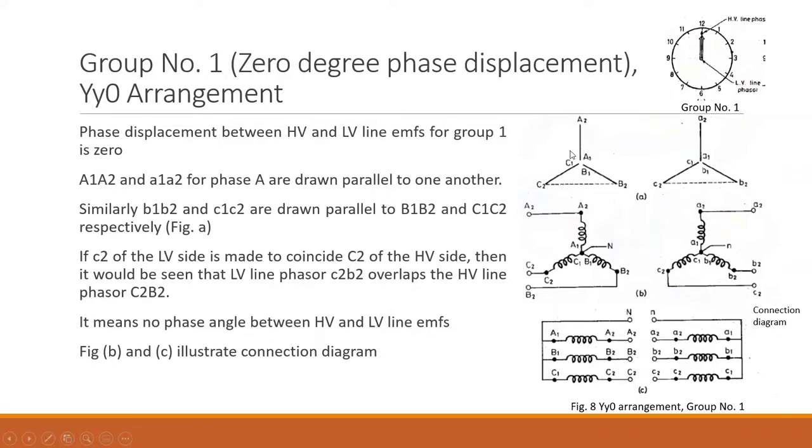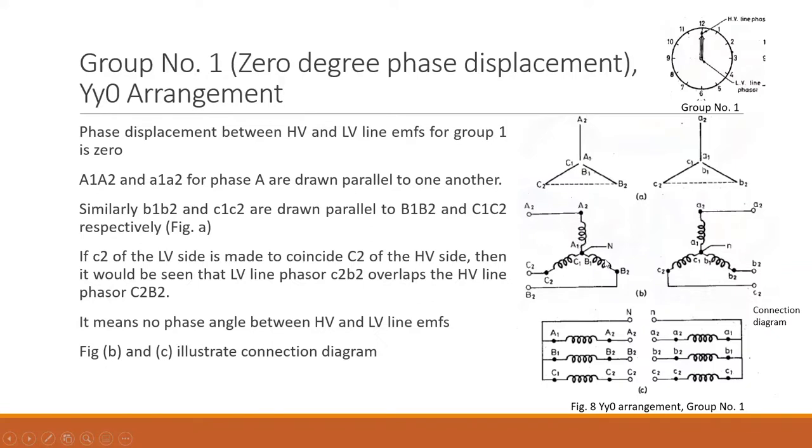On that basis, this one indicates the phasor for HV and this one indicates the phasor for LV. The LV phasor is drawn parallel to the HV phasor, and A2, B2, C2 will be at the top, right and left of the equilateral triangle. In order to get 0-degree phase displacement, this C2 and C2 should coincide. It means the C2B2 and C2B2 should overlap. Considering this, you can draw the connection diagram.